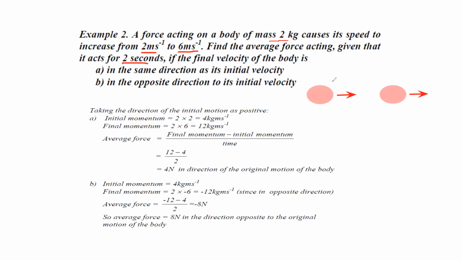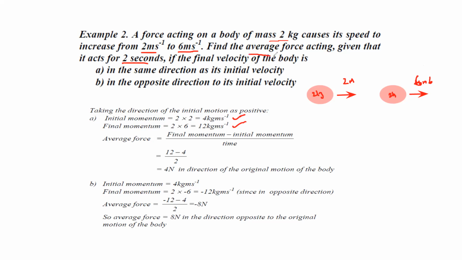So this is 2. The object has a mass of 2 kg and this is 2 meter per second, then 6 meter per second. The mass is 2 kg. So what is the initial momentum? 2 multiplied by 2, that's equal to 4. What is the final momentum? As the final speed is 6, 2 multiplied by 6, that's equal to 12. What will be the change in the momentum?